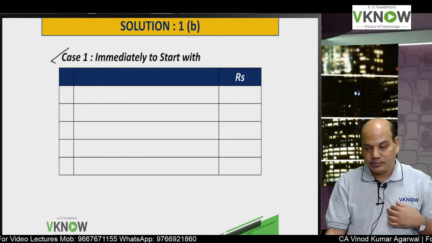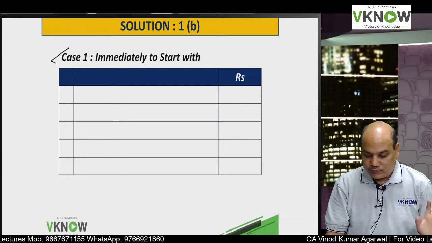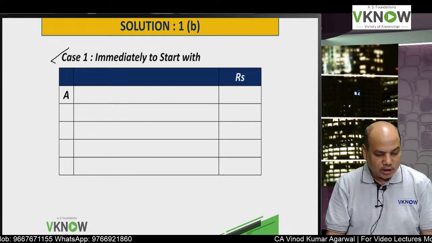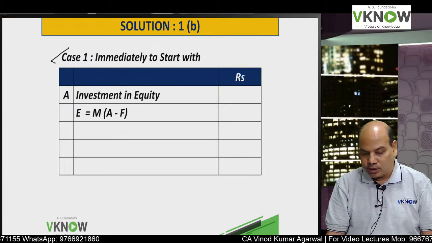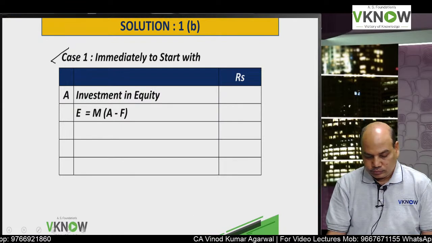Now we'll calculate how much amount is going to be invested in equity and how much in bond. First we'll calculate equity. Bond is the balancing figure. So write down case 1 immediately to start with. Under that write down investment in equity. Formula is multiplier into asset value minus floor value.